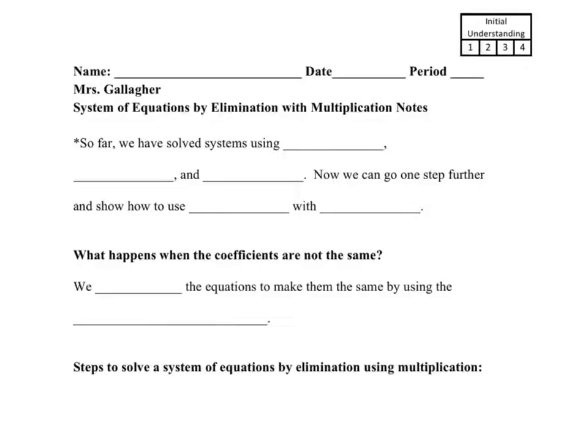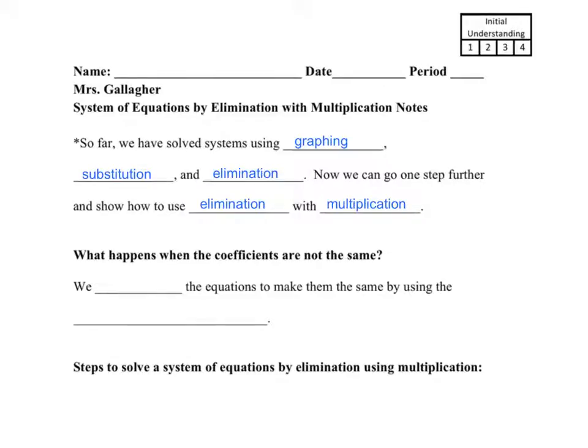So far we have solved systems using graphing, substitution, and elimination. We eliminated so far using addition and subtraction. Now we can go one step further and show how to use elimination with multiplication.